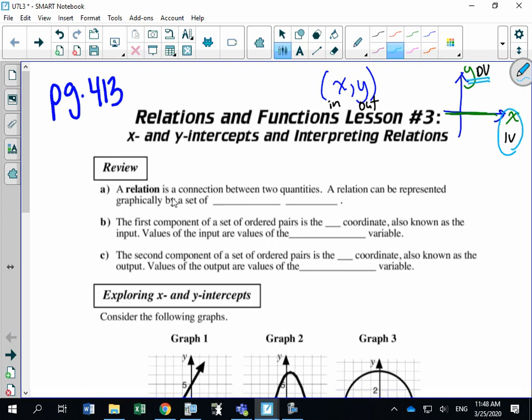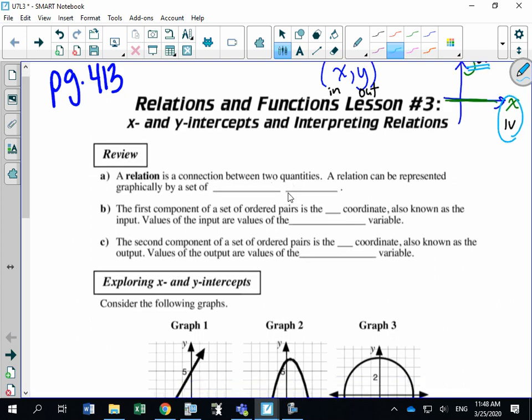A relation is a connection between two quantities, so x's and y's. A relation can be represented graphically by a set of ordered pairs. Right? So time goes on the x-axis and money goes on the y-axis. It's a relationship between two quantities, and I could graph that.